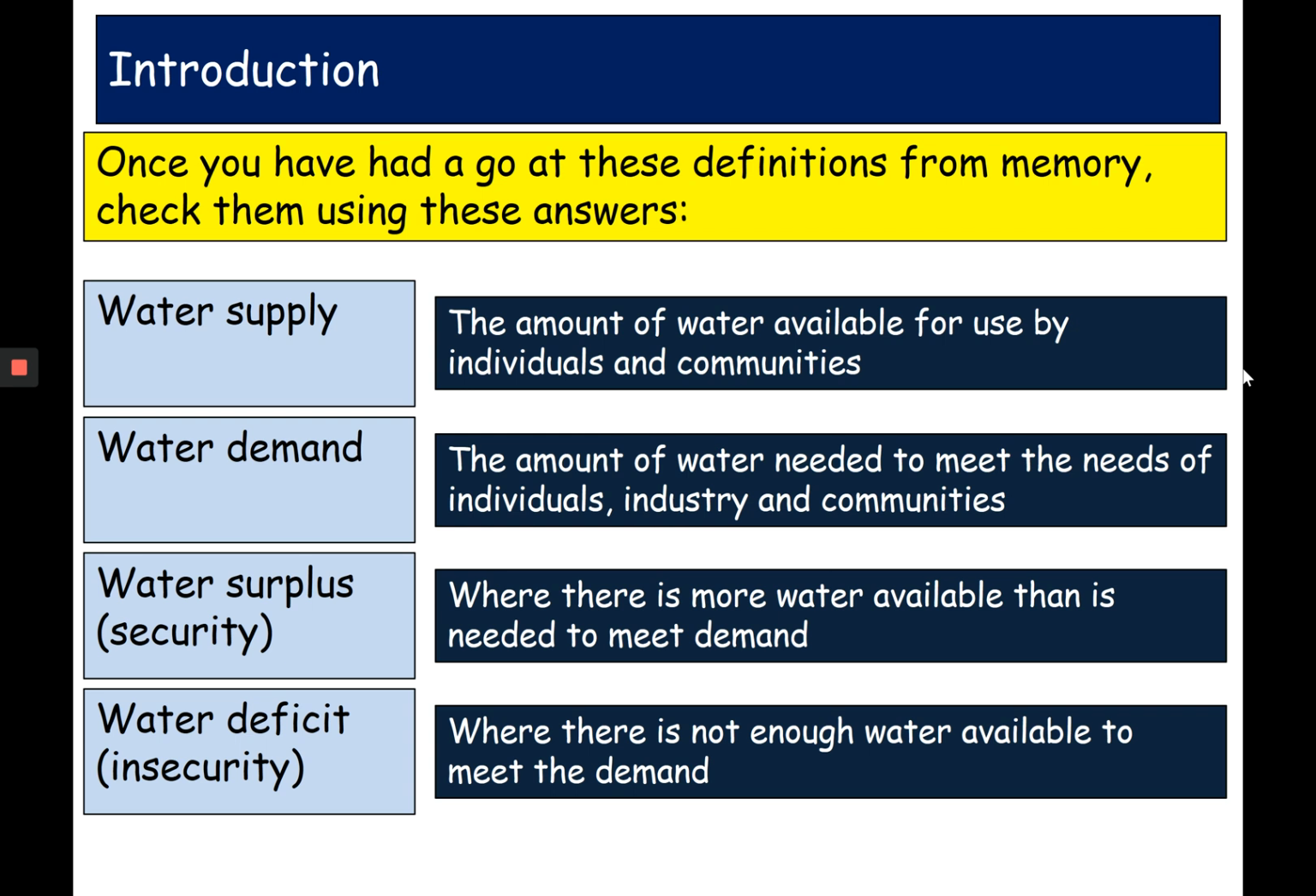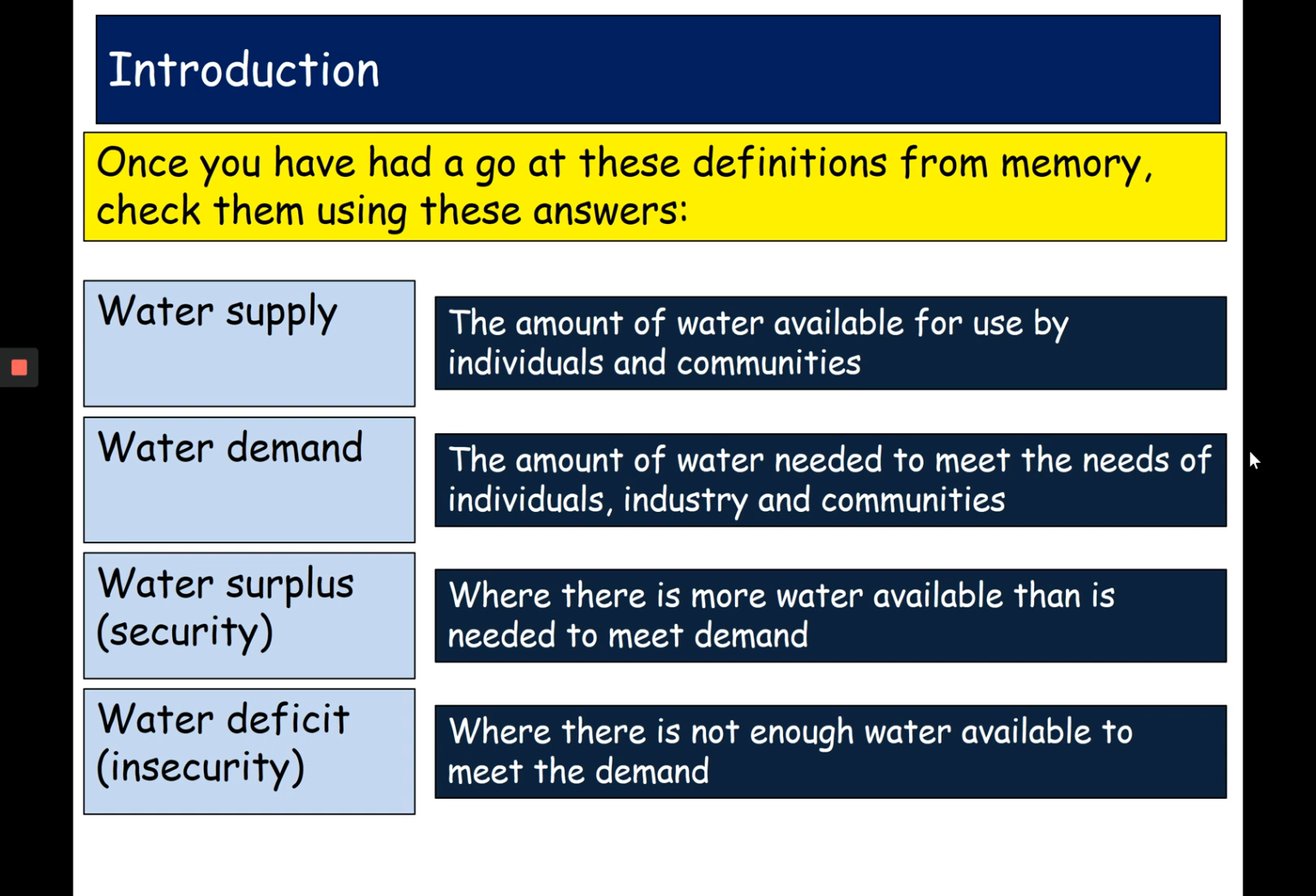And water surplus happens when there is more water available than is needed to meet demand. And that's also known as water security. So if a country is in water surplus, they have water security. And finally, water deficit, or the opposite, water insecurity, is where there is not enough water available to meet the demand. And obviously that's a concern for countries around the world. It's a real issue that affects millions of people every single day of their lives. So that's a really, really important starting point.